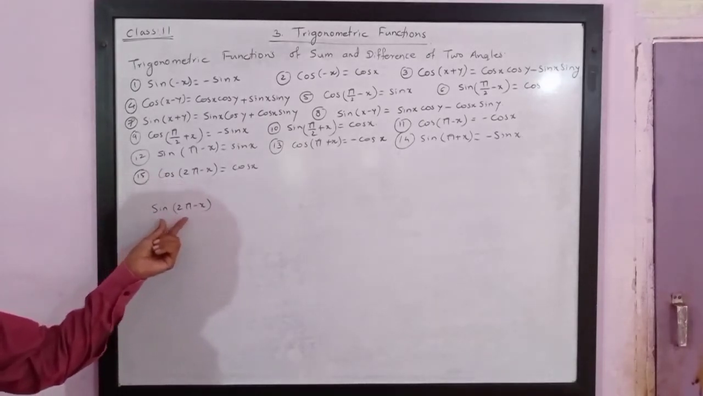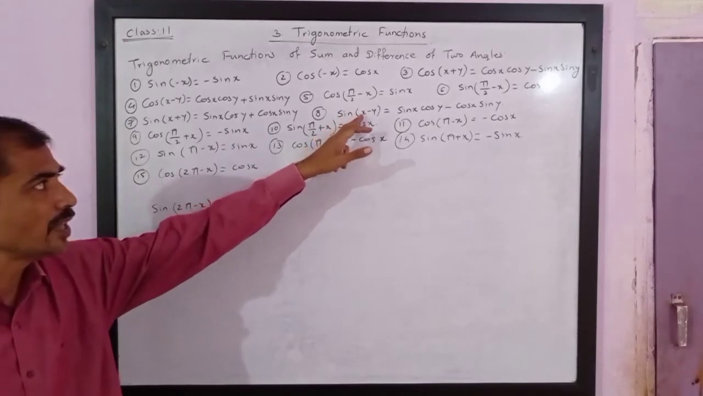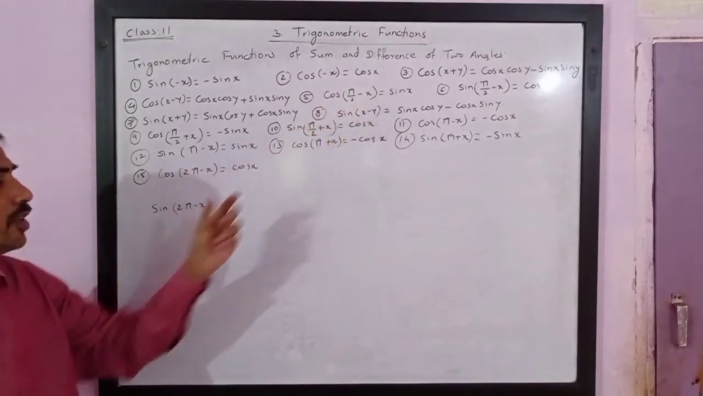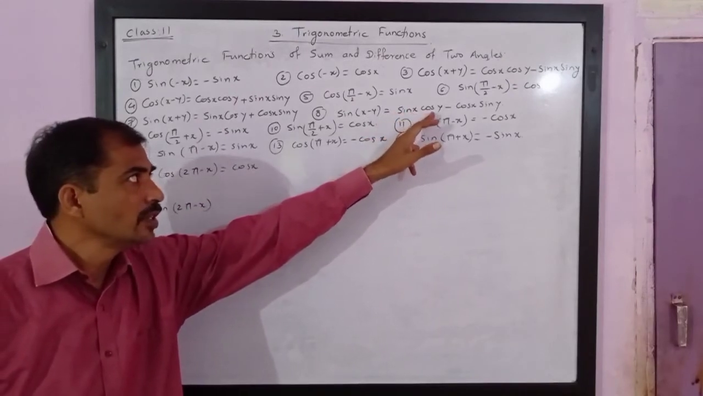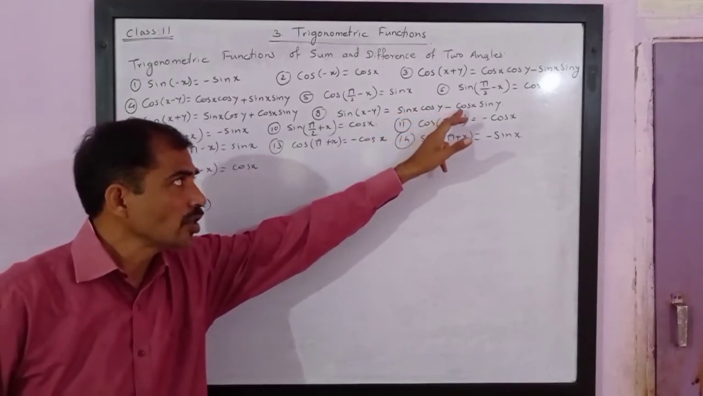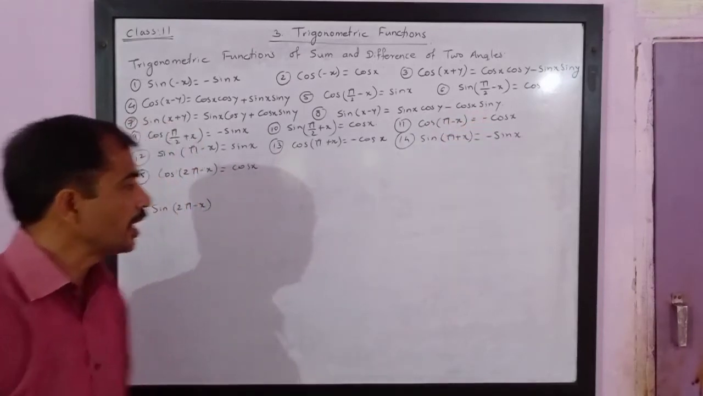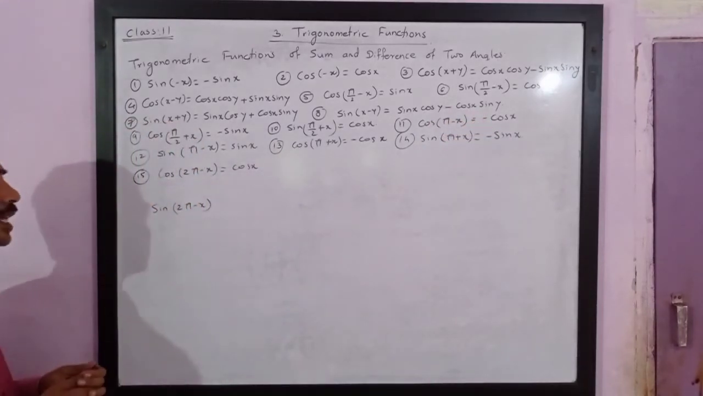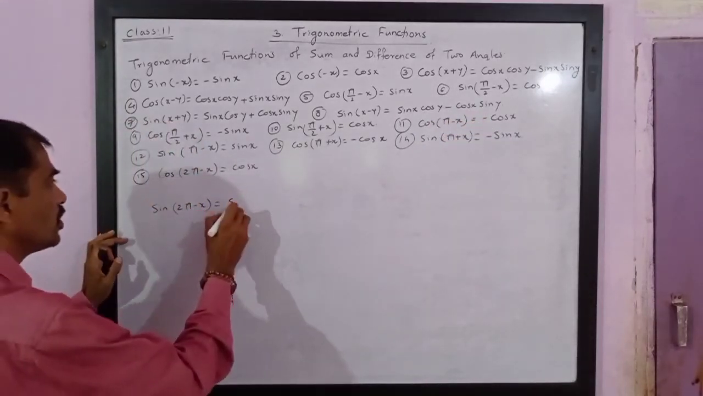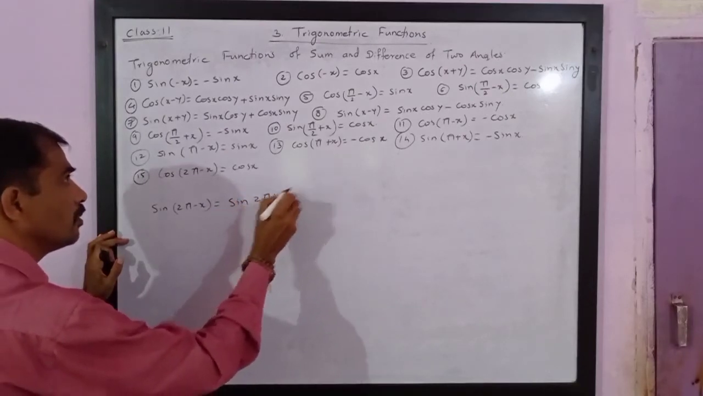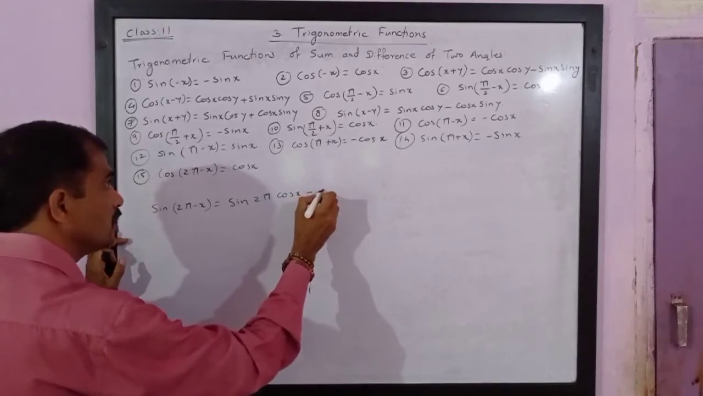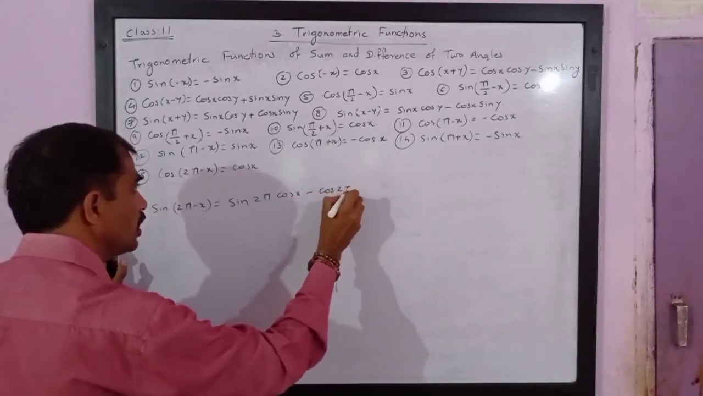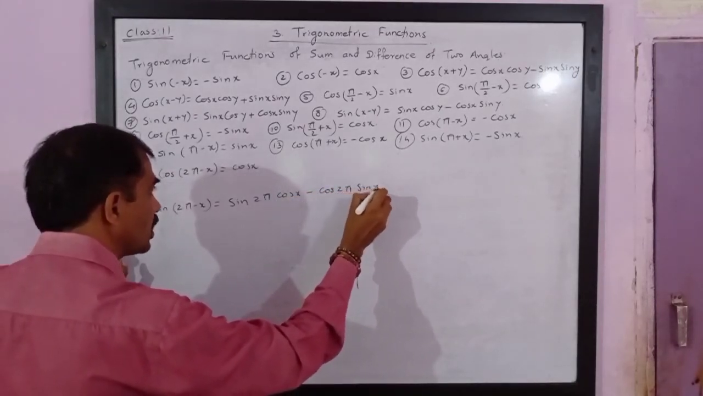Dear friends, we have the next identity sine of 2 pi minus x. For this, we are going to use the 8 number identity, sine of first angle minus second angle, that is the difference of the two angles, is equal to sine of first angle into cos of second angle minus cos of first angle into sine of second angle. So sine 2 pi minus x is equal to sine 2 pi into cos x minus cos 2 pi into sin x.